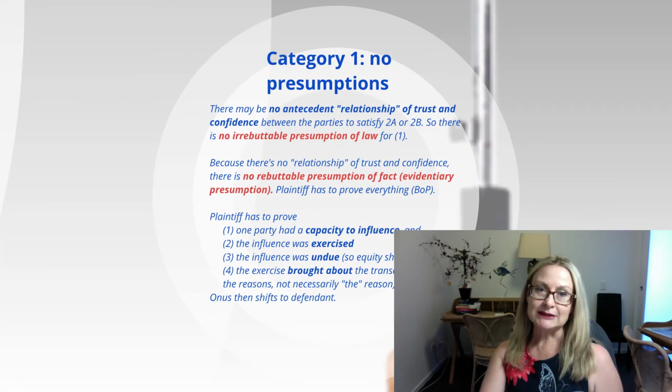In category 1, now this is the non-relationship based undue influence, we have no benefit of presumptions. So you have to go ahead and pretty much prove everything. Okay, so the plaintiff has to show that the party had a capacity to influence, it was exercised, it was undue, it brought about the transaction, and then the onus will shift to the defendant.